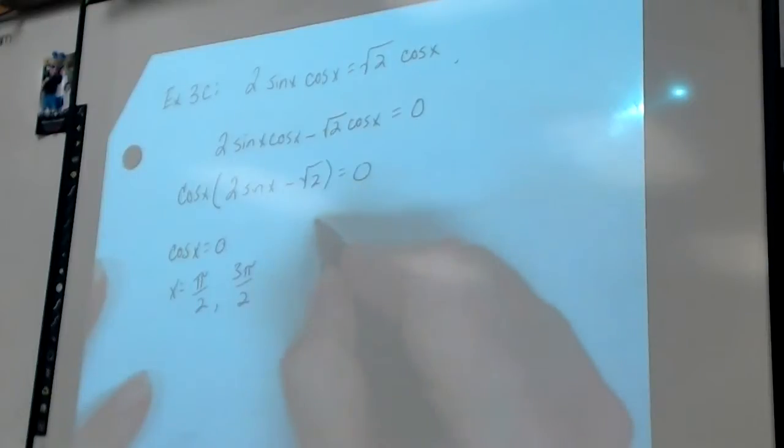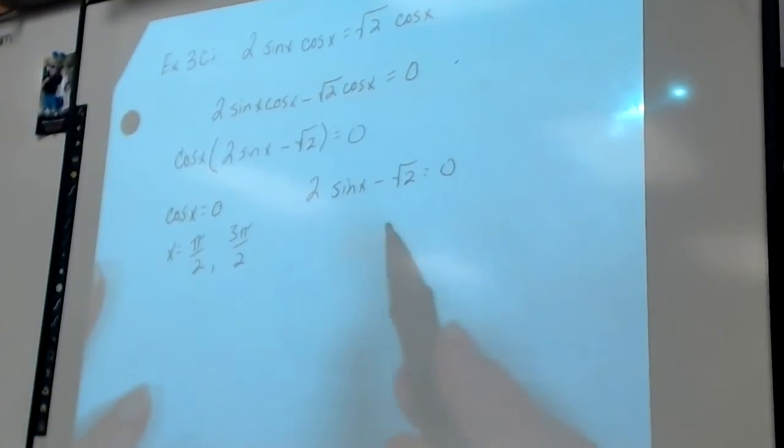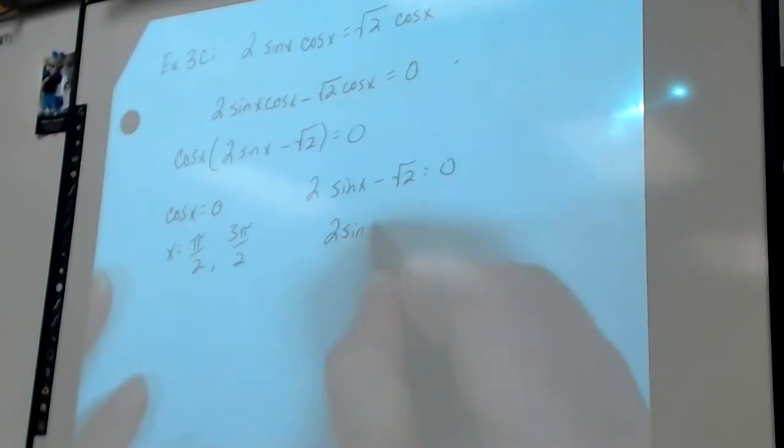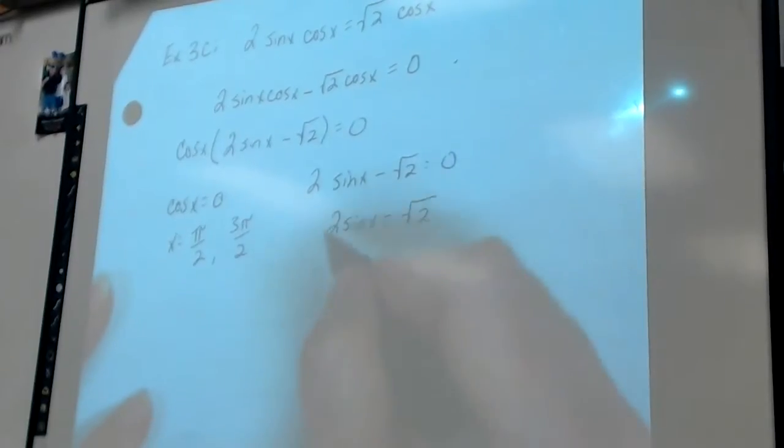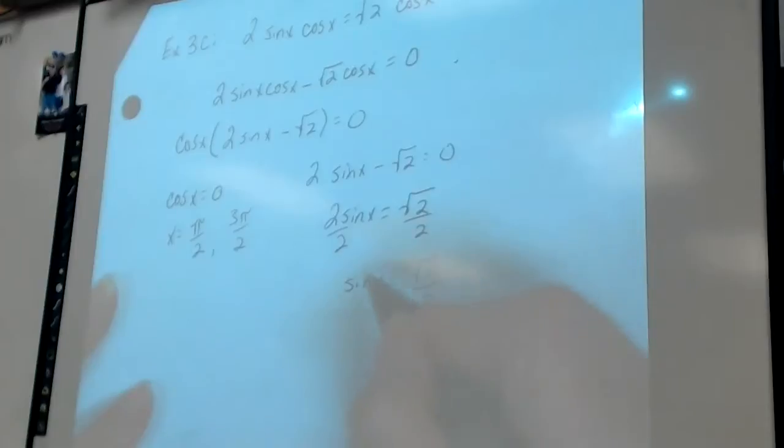Now let's do 2 sine x minus the square root of 2 equals 0. We're trying to isolate sine x. So the first thing you want to do is add square root of 2 to both sides. So we have 2 sine x equals square root of 2. Now divide both sides by 2. So sine x equals the square root of 2 over 2, just positive square root of 2 over 2.